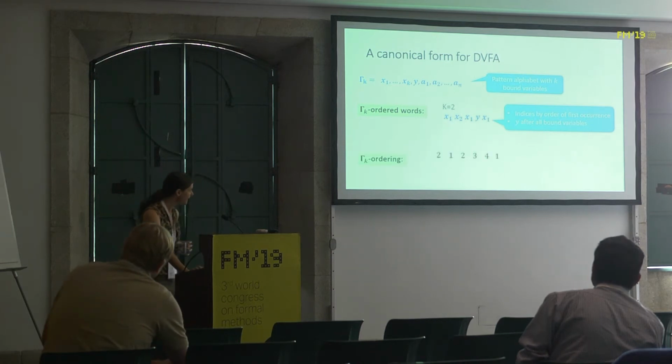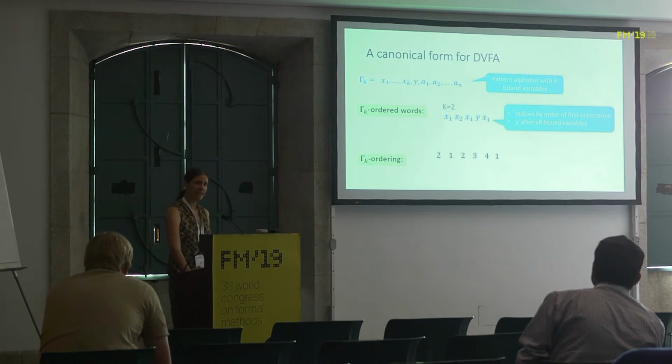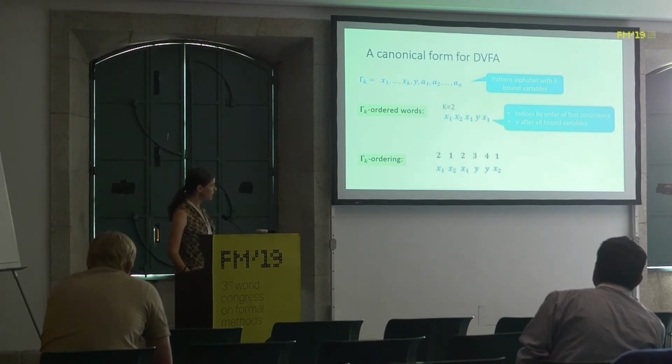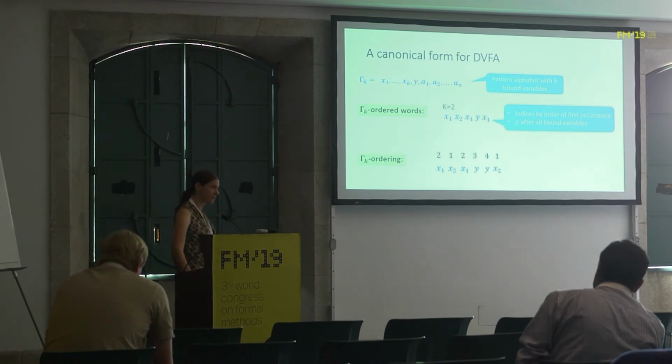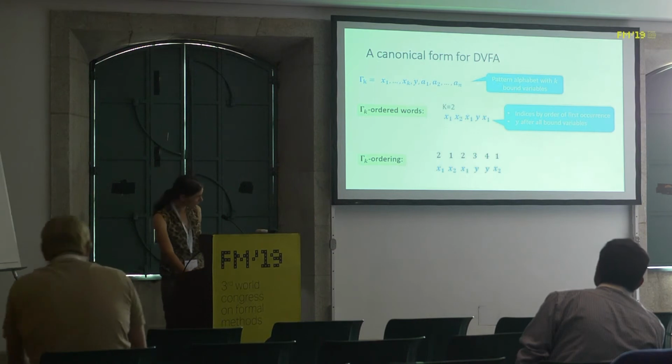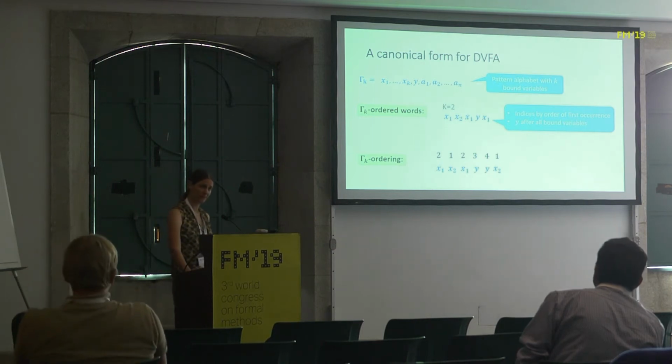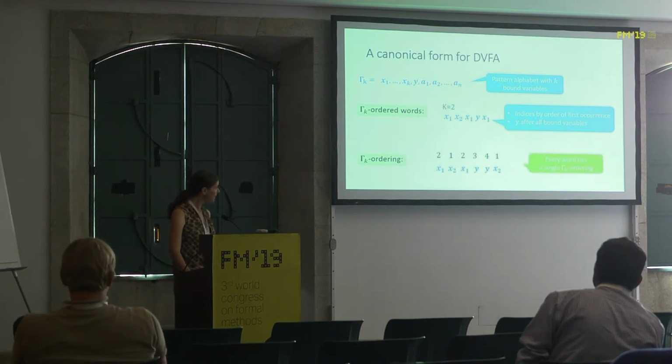And now we can take a concrete word and assign it an ordered word. So it's very easy to do. We just take the first occurrence of a value and assign it to x1, and then the second occurrence and assign it to x2, and all the rest of the occurrences are assigned to y. So in this case, 2 occurs first, so it will be assigned to x1, and so on. So in this case, we take a concrete word and produce a pattern word for it. And the advantage of the ordering is that every word has a single ordering.